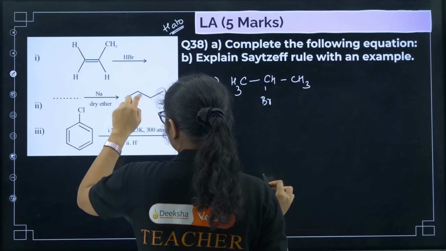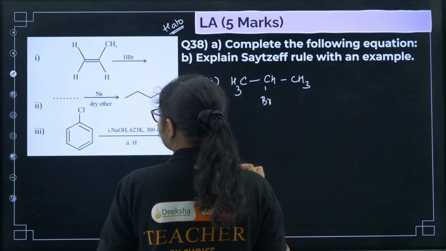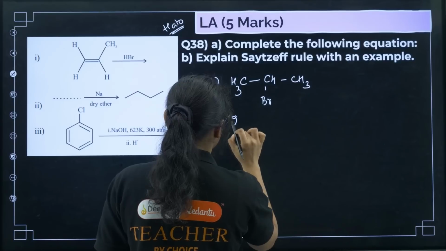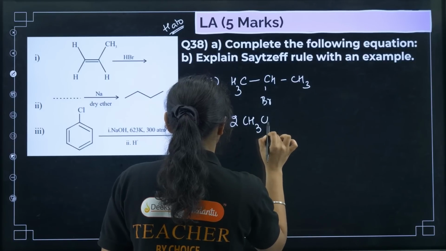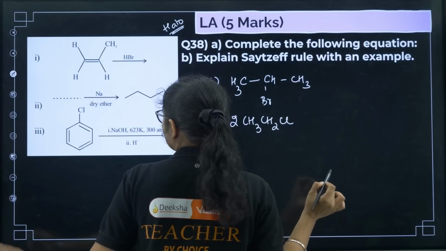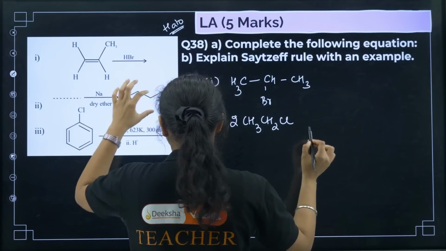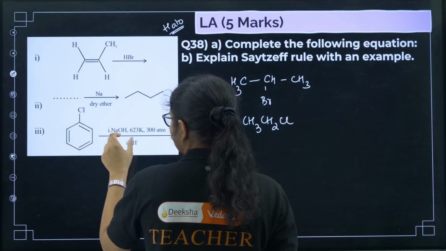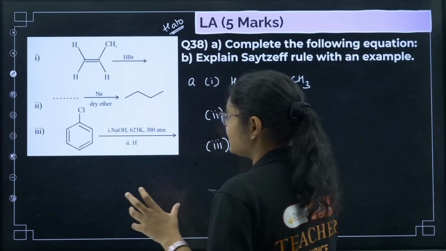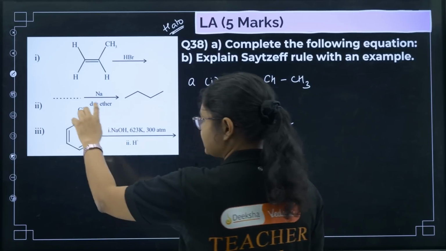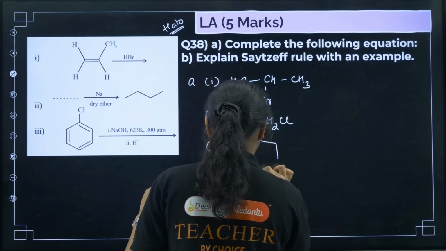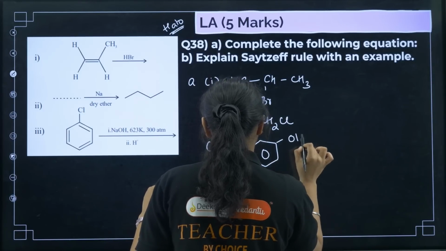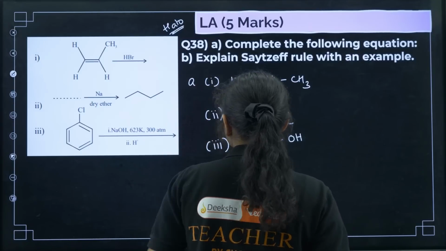Wurtz reaction, right? So if you have 2 times CH3CH2Cl in presence of sodium ether, it will undergo Wurtz reaction and we will get this one. Now third one is what? NaOH at 623 Kelvin and 300 atm, very high pressure and temperature, Cl will be converted to OH. Phenol you will get here.